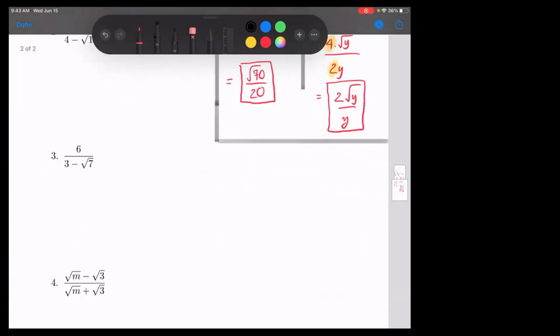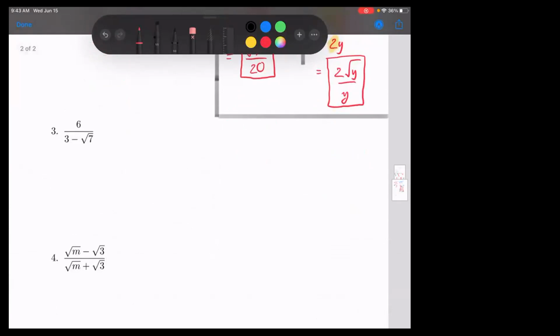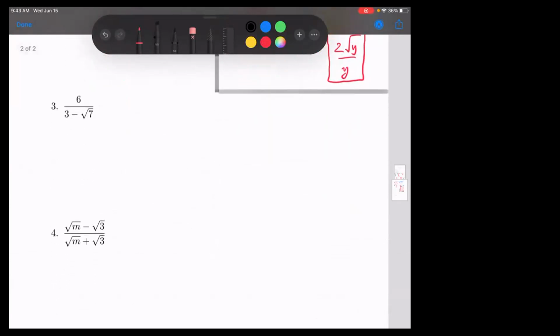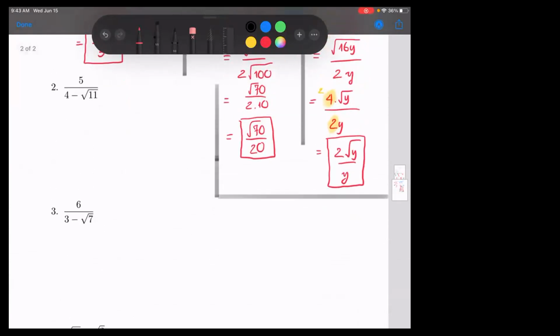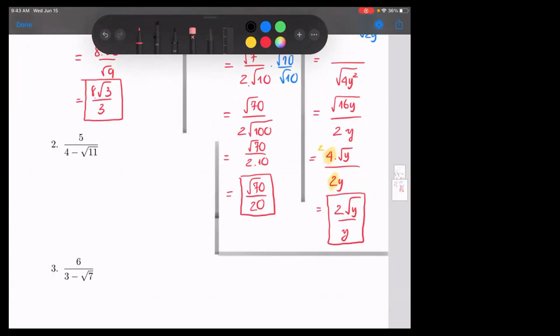Okay, after number 2 and number 3, I'm going to take attendance, and then at the end of class, I'm going to talk about exam 2, and then a little bit about exam 3, which is the good news for you. Okay, so 5/4 minus root 11.